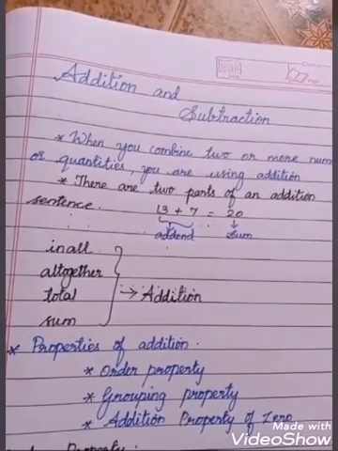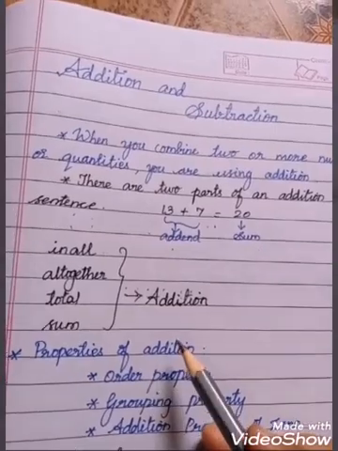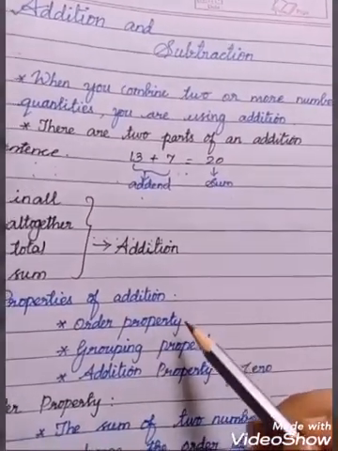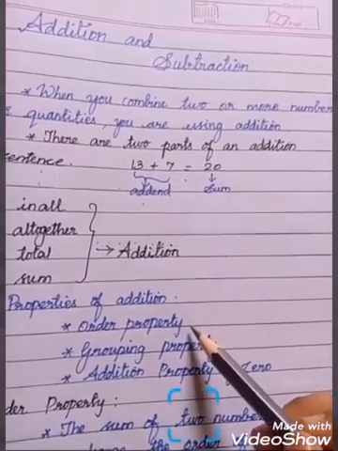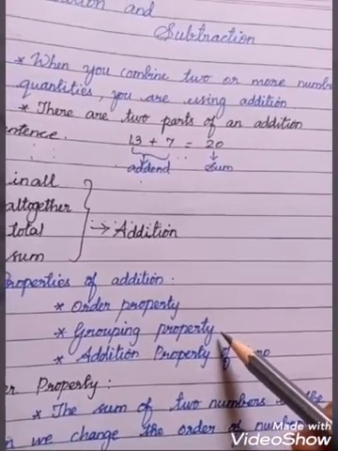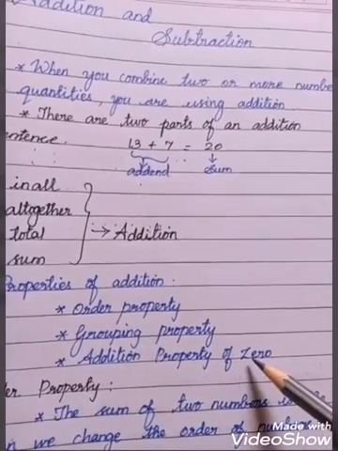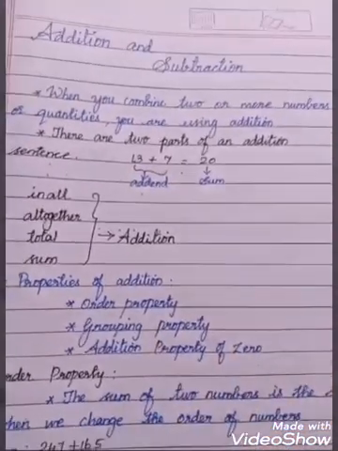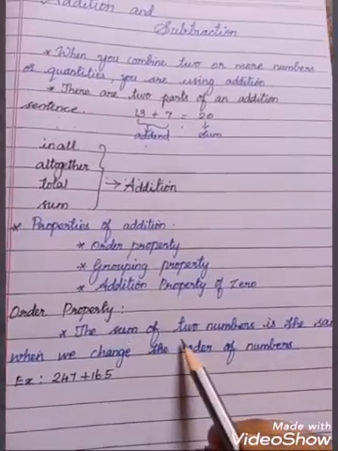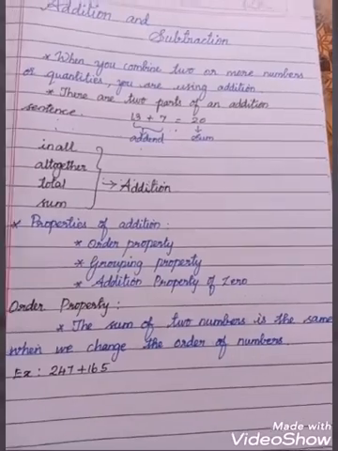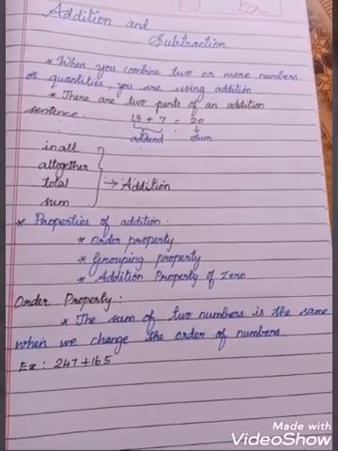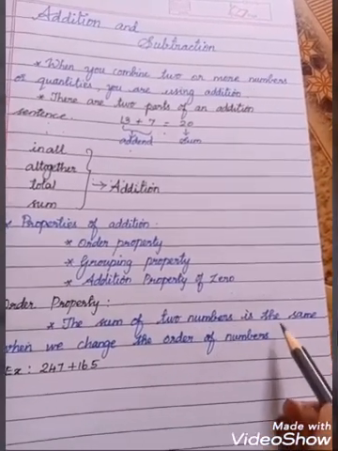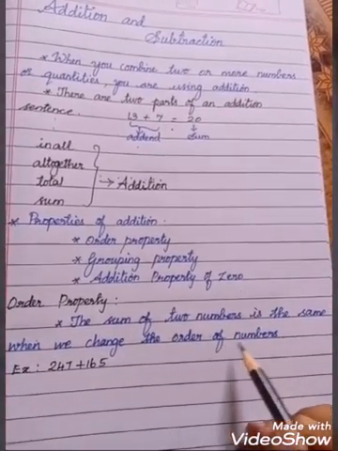Let's take the first property of addition. First one is order property. Second one is grouping property. And third one is addition property of 0. First let us see the order property. The sum of two numbers is the same when we change the order of numbers.